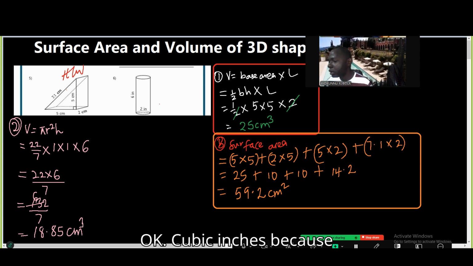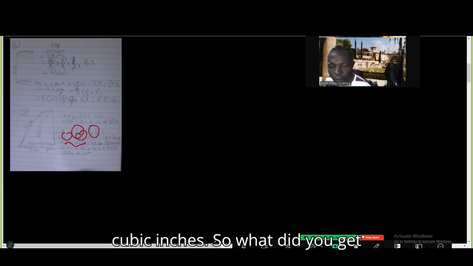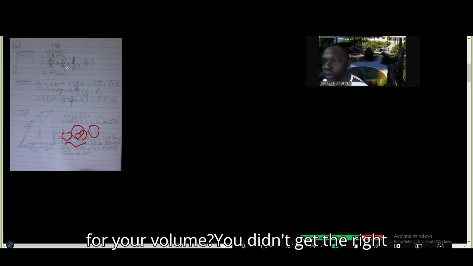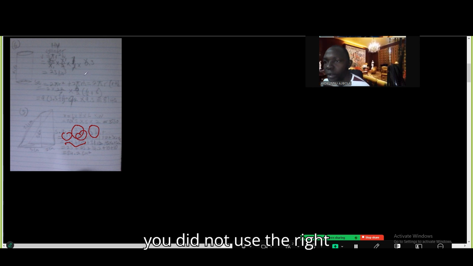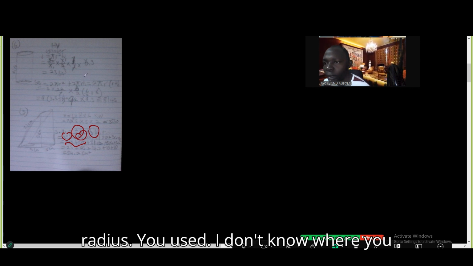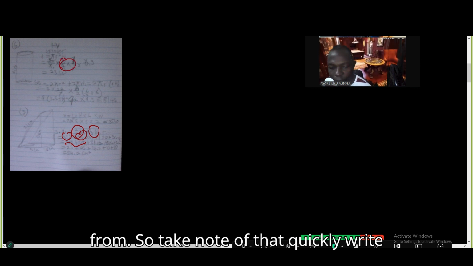Okay, cubic inches, because that's the unit. So what did you get for your volume? You didn't get the right thing because you did not use the right radius. You used, I don't know where you got 7 over 2 from. I don't know where you got all this from. So take note of that.